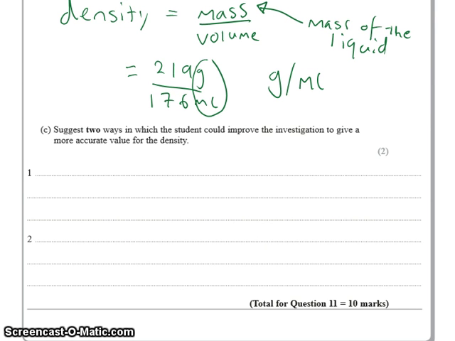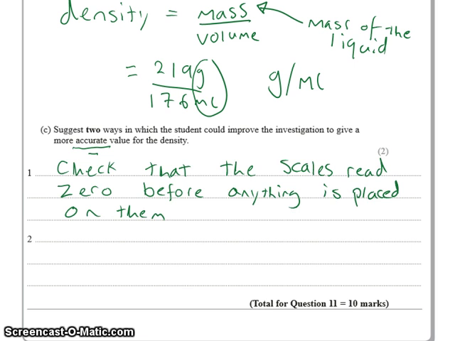Part C asks for you to give 2 ways in which a student could improve the investigation for a more accurate value. Now accuracy means how close your value is to the actual value. So how can we make it more likely that our density value is the actual value which you would find if you were to look it up on the internet or in a book? Well, one thing you could do is check that the electronic balance of the scales reads 0 grams before anything's placed on them, because obviously if it doesn't, then that's what we call a 0 error, which is going to affect all of our results.